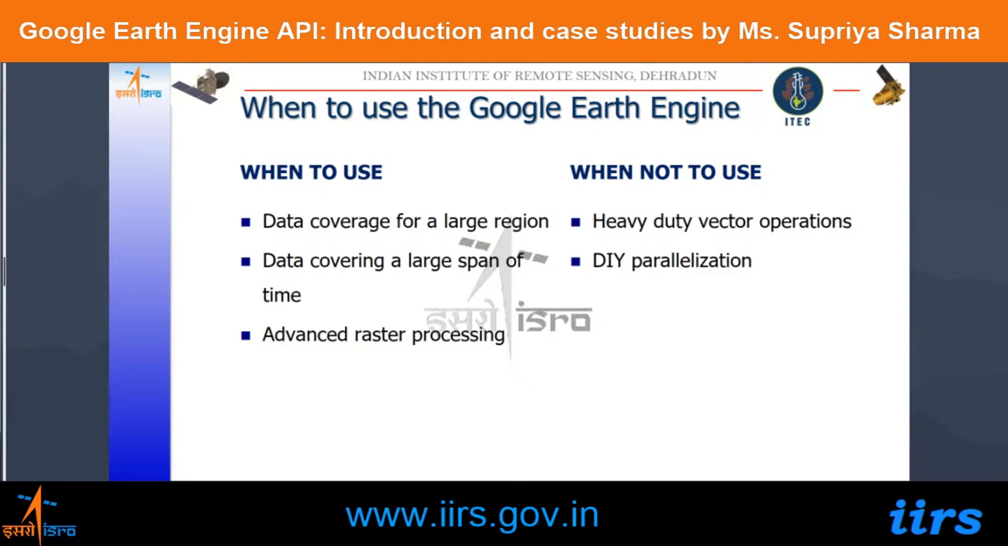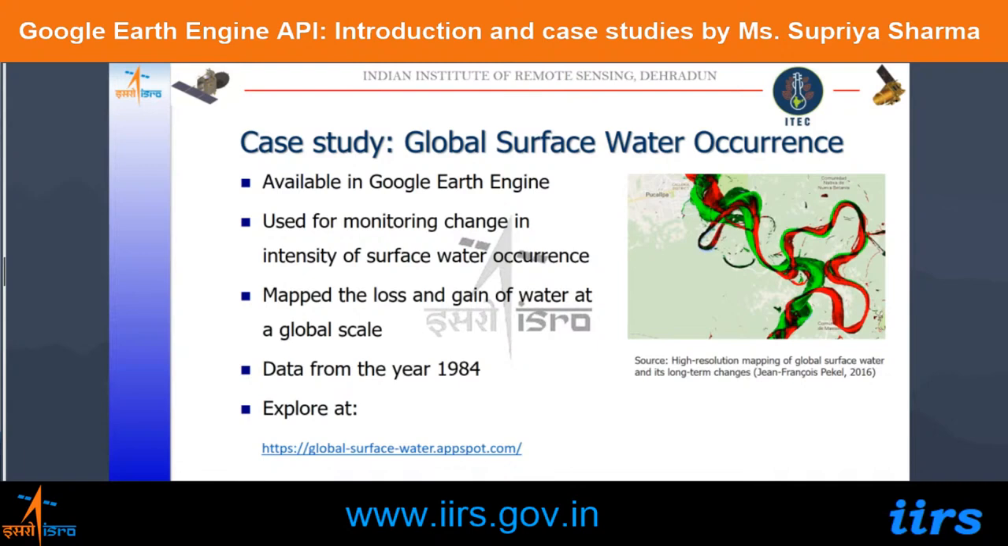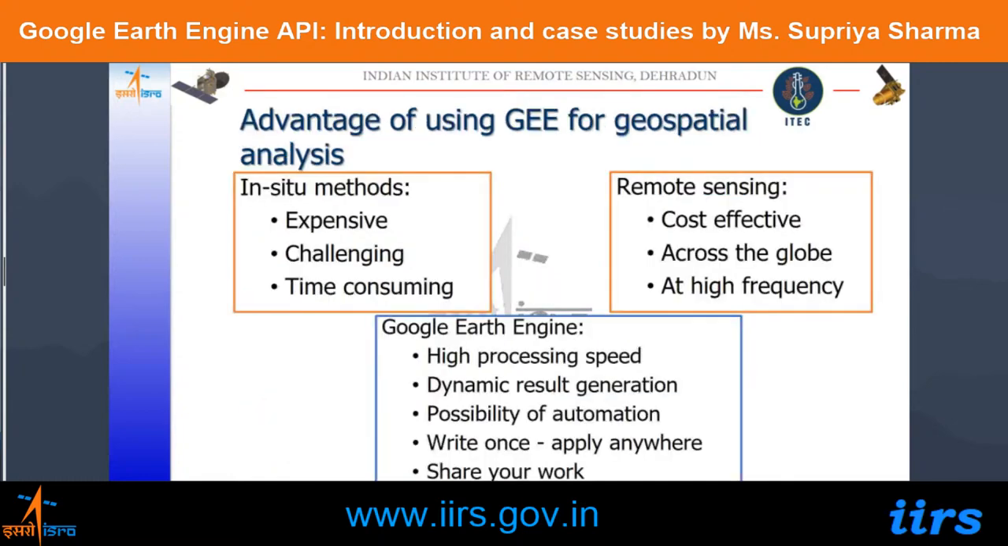So one example of the several data sets that are available on the Earth Engine is the Global Surface Water Occurrence Map. This is available on the Google Earth Engine and is used for monitoring the change in intensity of surface water across the globe. So this maps the loss and gain of water. It tells you the seasonality of water, how many months out of the 12 months in the year this water is usually present. This dataset has data from the year 1984 and can be explored on the Google Earth Engine. Generating this dataset was one of the longest calculations that has been performed over the Google Earth Engine so far. So it is a very wide dataset.